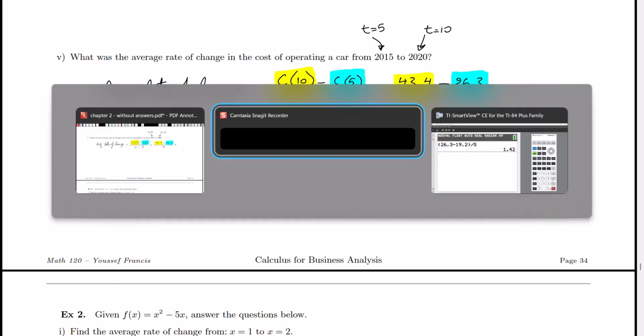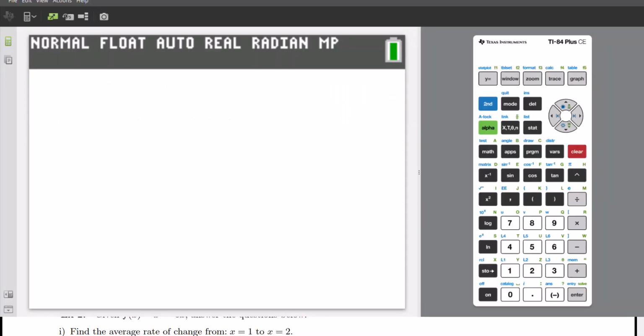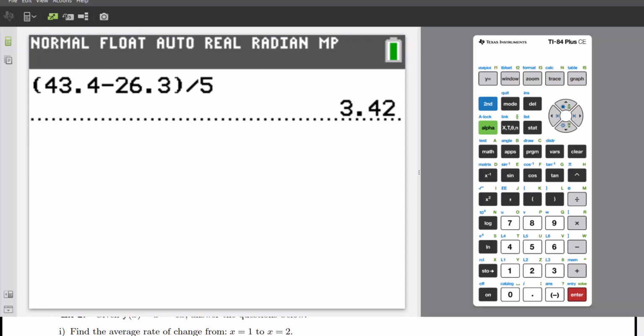So let's go to our calculator screen. And again, I'm going to first start by putting some parentheses, then 43.4 minus 26.3, and divide it all by the 5 in the denominator. Make sure to put parentheses at the beginning and end of the numerator, because otherwise the calculator will misunderstand what you're doing and it will only divide the 26.3 by the 5, not the whole numerator. In any case, right now the answer is 3.42.